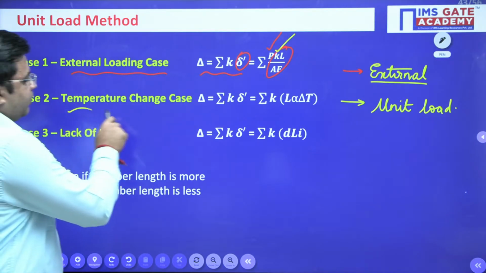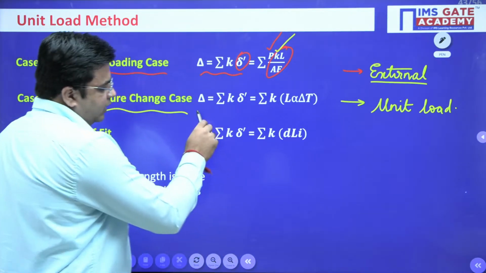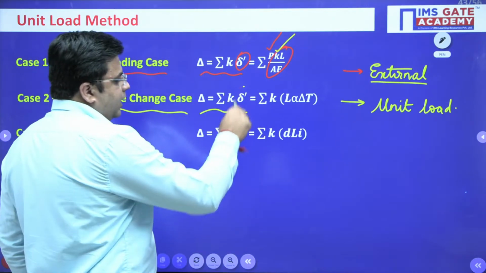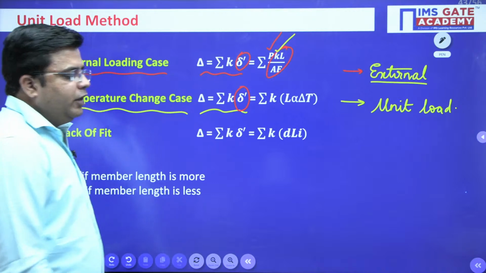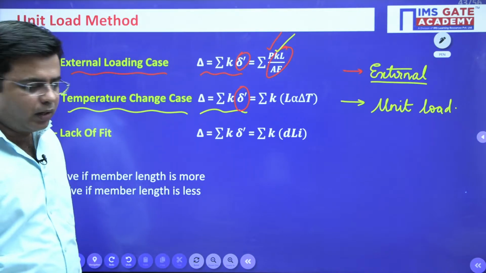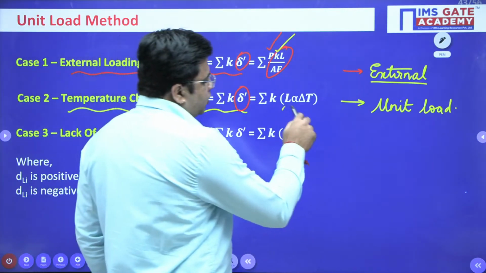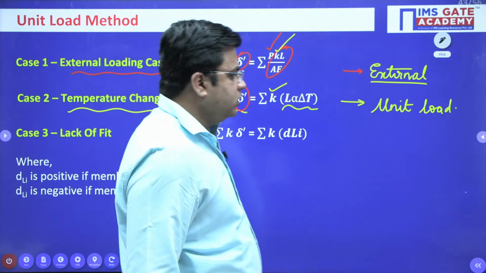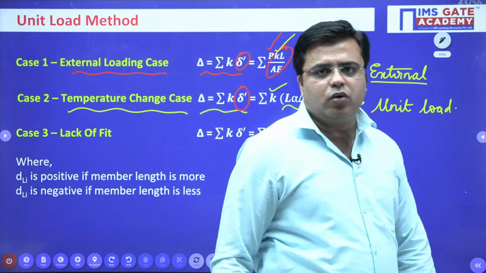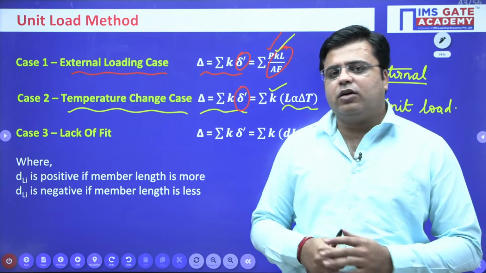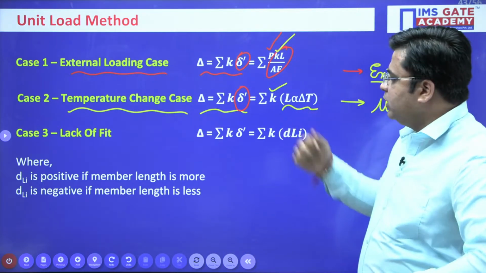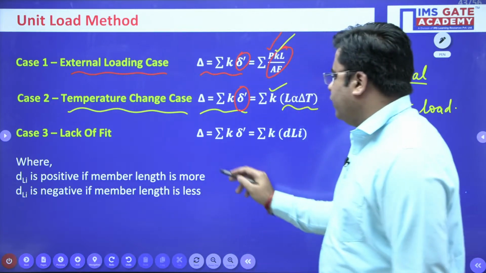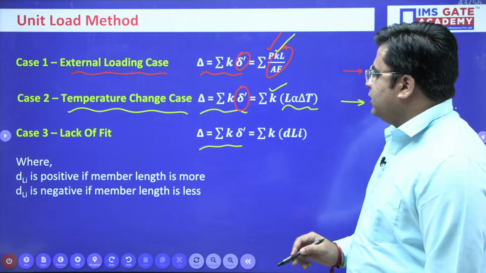Next, we have the temperature change case, where the delta can be calculated as the summation of K into delta dash. This delta dash is the change in length due to the increase in temperature of the member, right, and this delta dash is equal to L alpha T. K is again the force in the members due to the unit load applied in the direction of the required deformation.